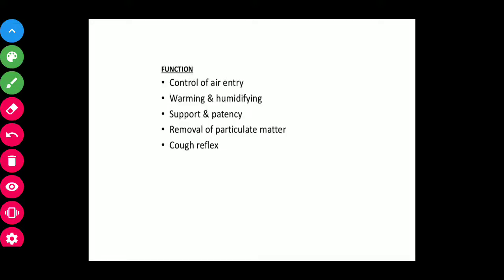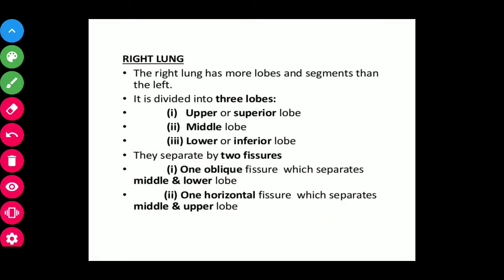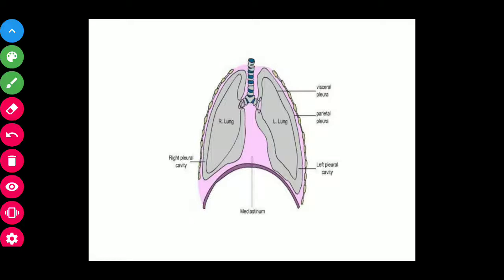Let's talk about the pleural cavity. What will this pleural cavity do? These 2 layers of pleura, parietal and visceral, prevent friction between them during breathing, and the serous fluid is secreted by the epithelial cells of the membranes.